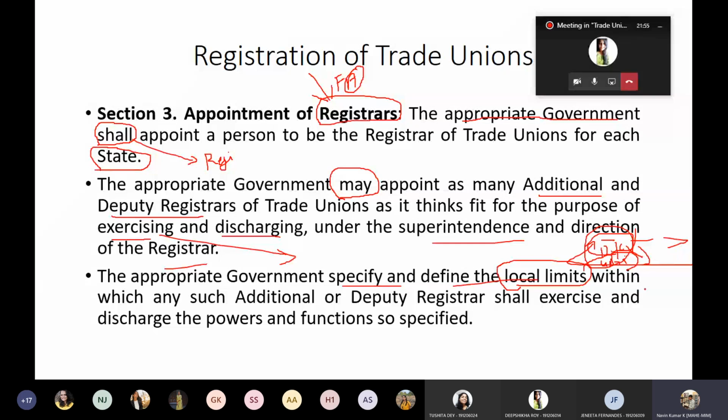So what is the purpose? In order to assist the registrar. That's it. So section 3 just deals with an appointment of registrar. The appropriate government must nominate or appoint the registrar. What is the purpose of appointment of registrar? The duty of the registrar is to register the trade union. Whenever an application is received by the registrar, he'll accept it, he'll inquire whether all documents are submitted and whether rules of the trade union are correct and everything is correct. So he's going to register the same. Any questions here?